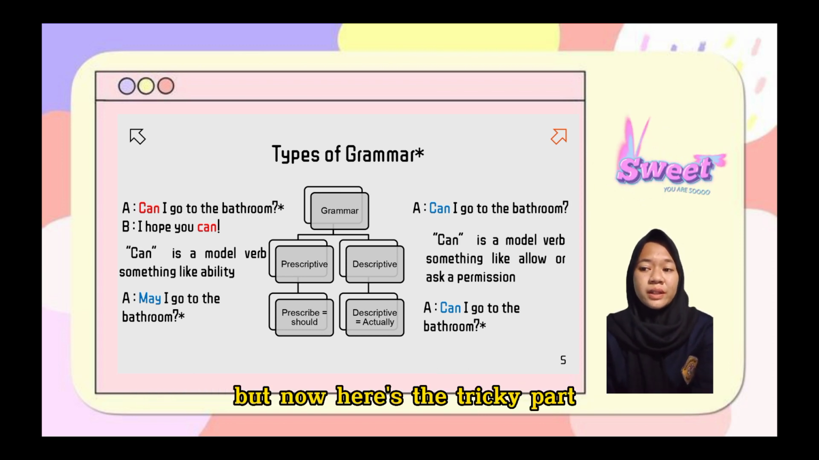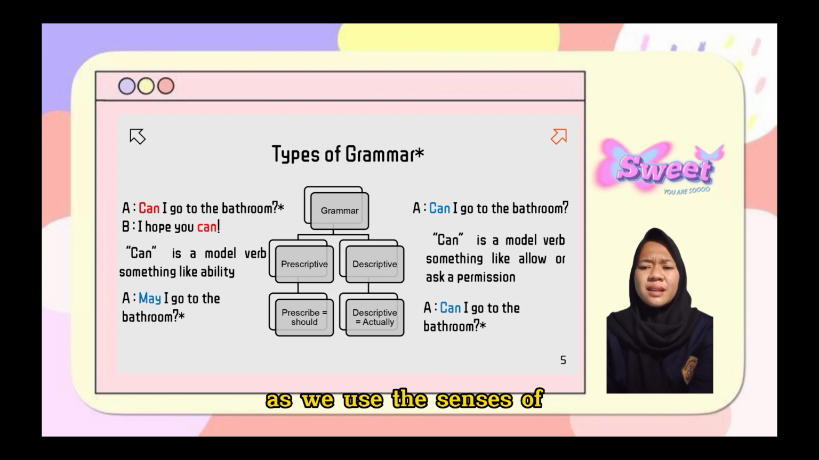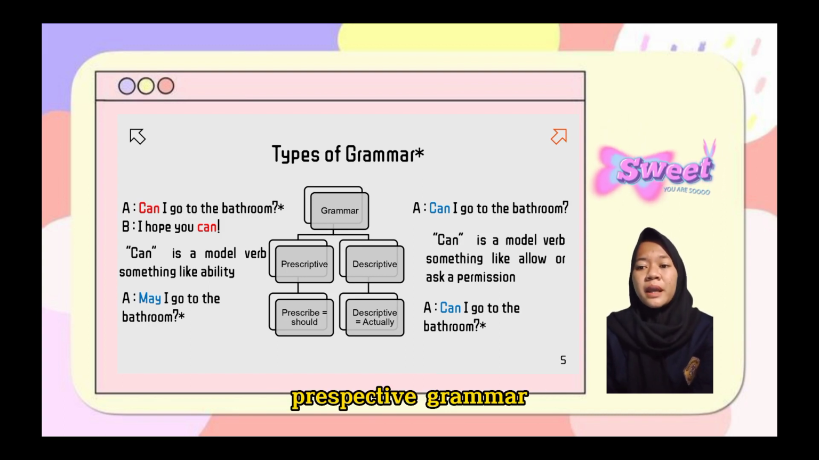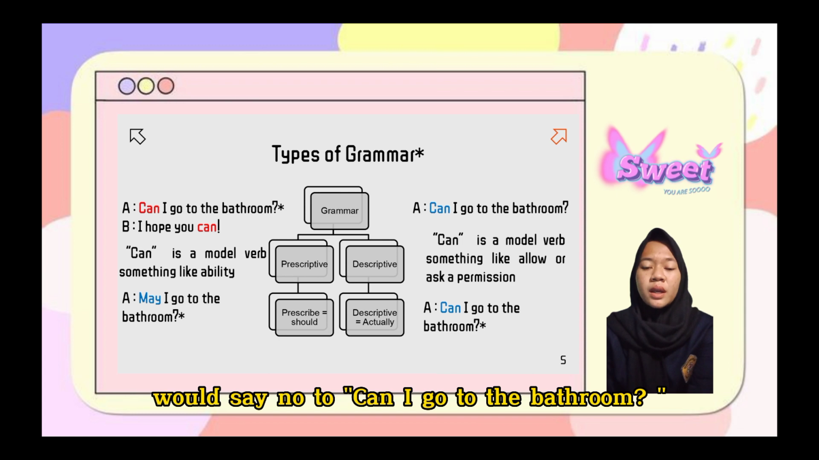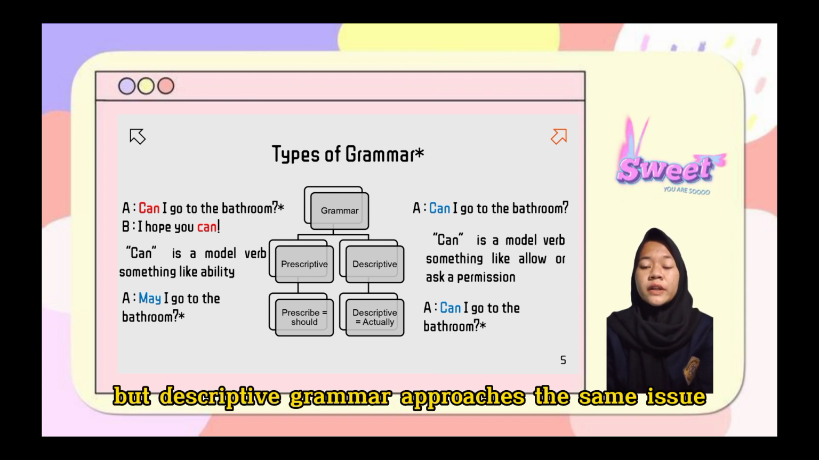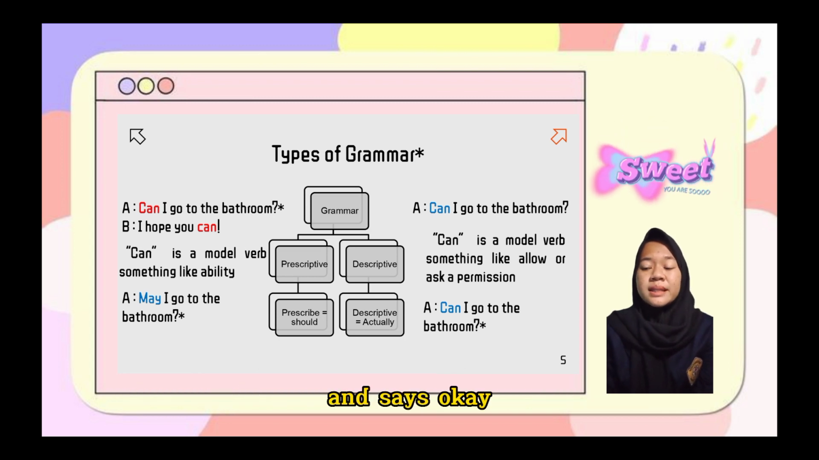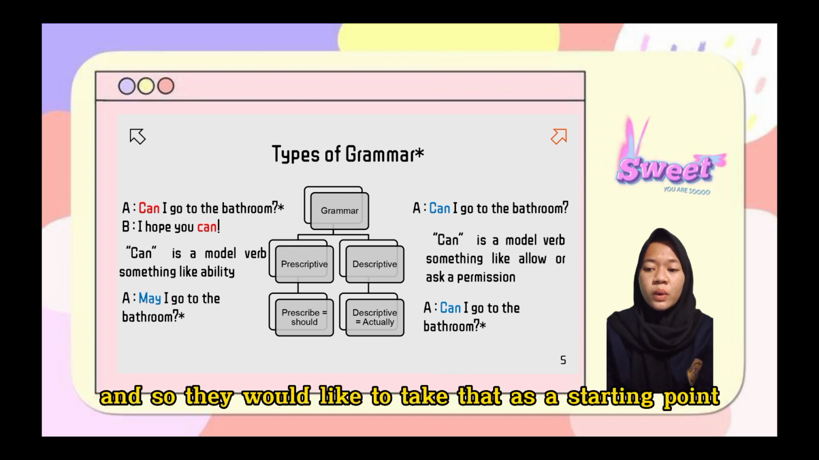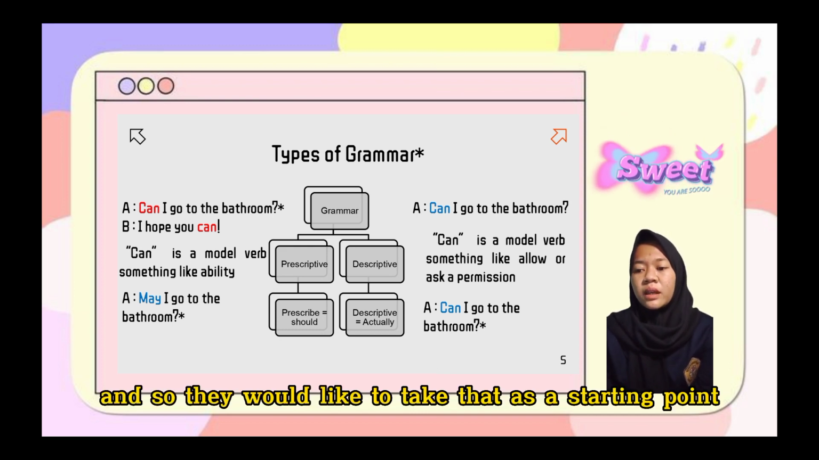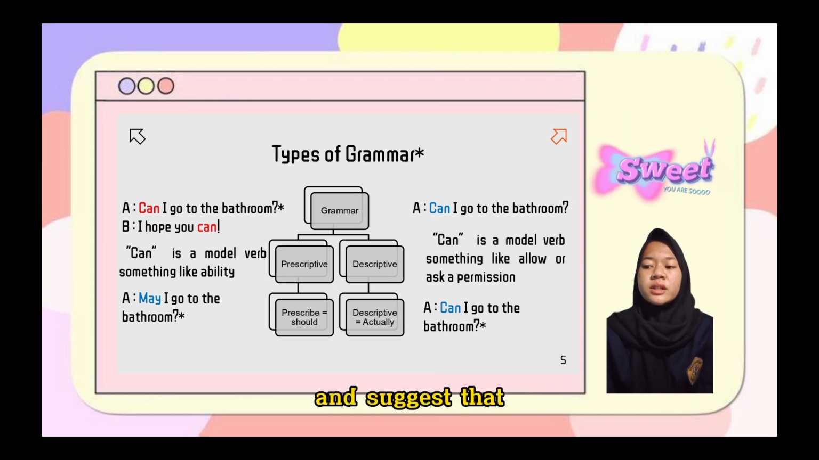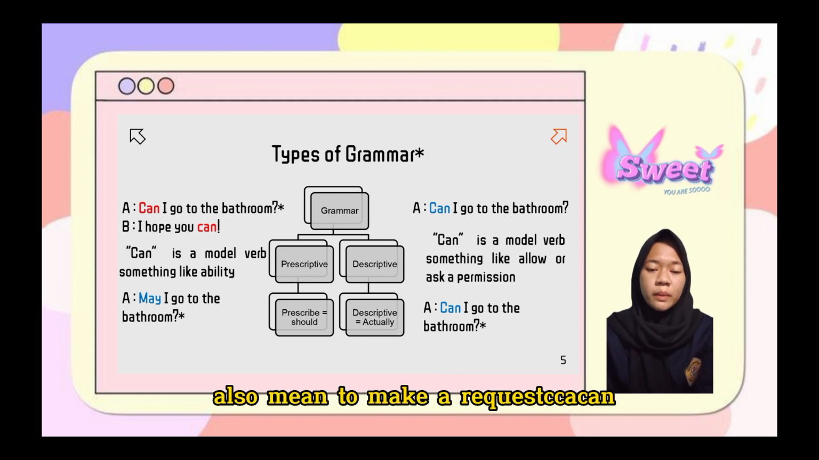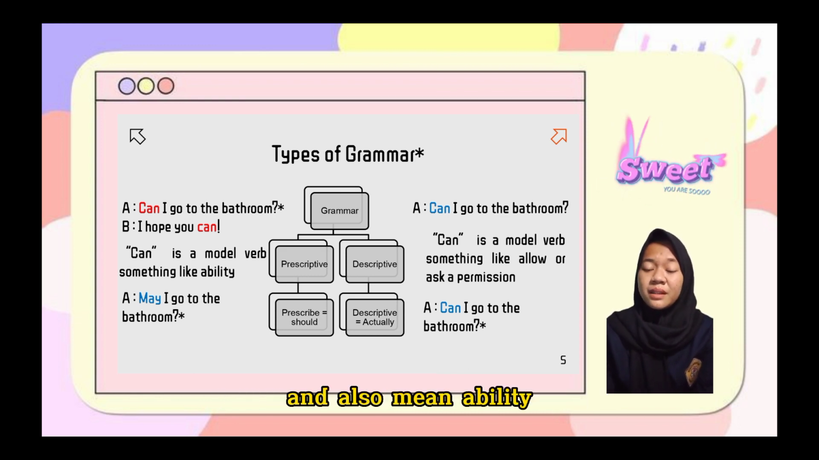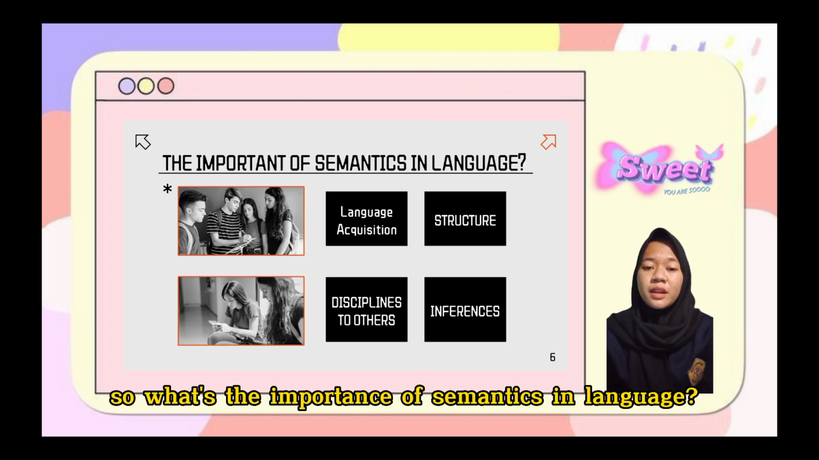But now here's the tricky part. Do we actually use the sentence "May I go to the bathroom?" Prescriptive grammar would say no to "Can I go to the bathroom?" but descriptive grammar approaches the same issue and says, "Okay, this is how native speakers use 'Can I go to the bathroom?'" And so they would like to take that as a starting point and suggest that "can" can also mean to make a request and also mean ability. So what's the importance of semantics in language?